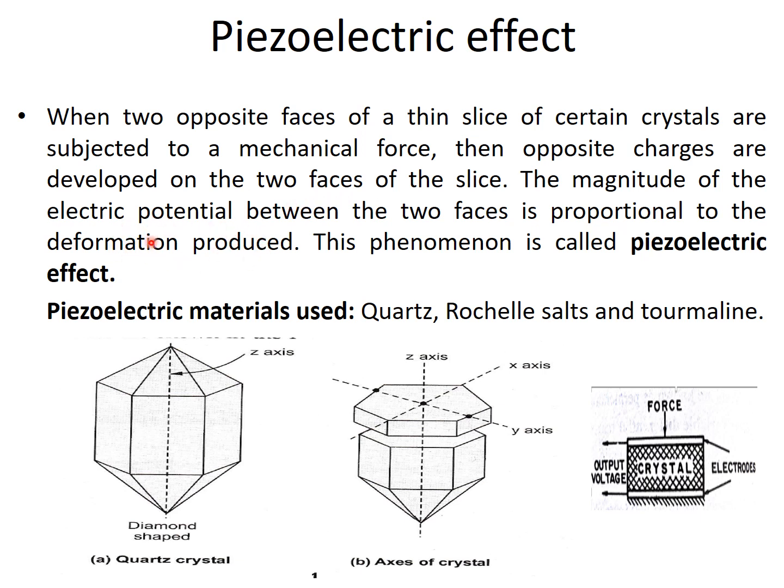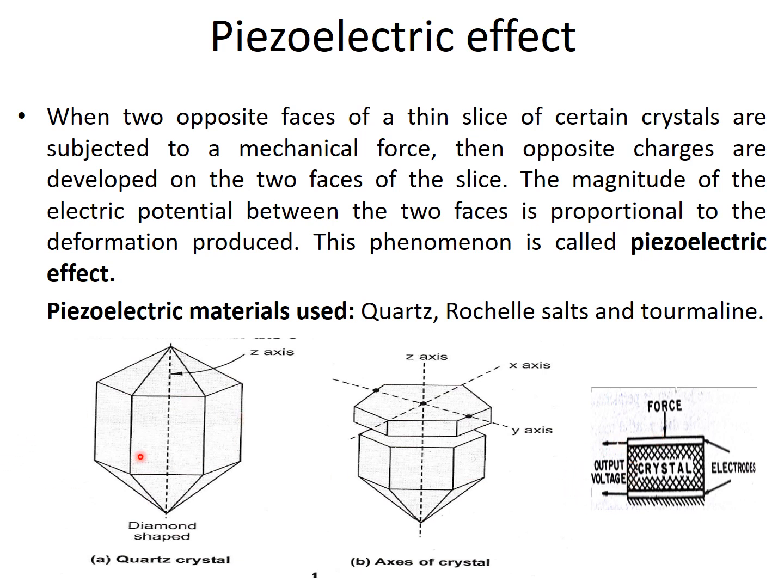Due to the deformation, we will find electric potential across the two faces of the particular substance. Simply, if you take this as a crystal material and a force is applied to it, automatically we will get an output voltage. That means the force is converted into output voltage. This crystal material is connected to two electrodes, this is the top electrode and this is the bottom electrode. So whenever a force is applied, the force will be converted into output voltage.